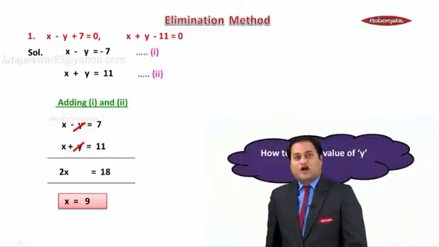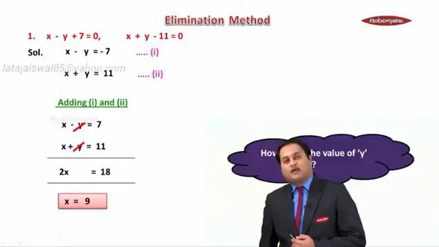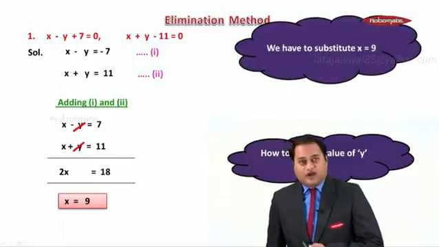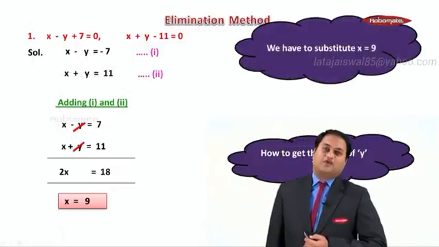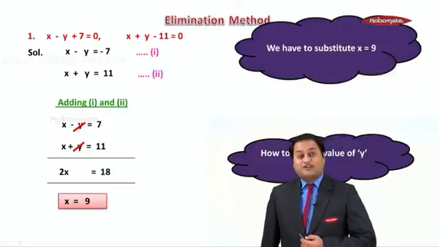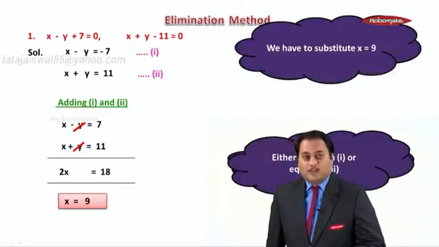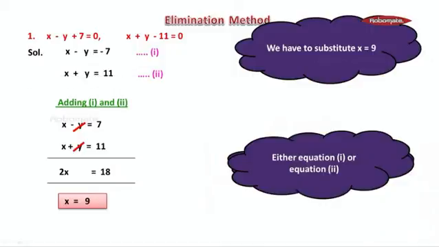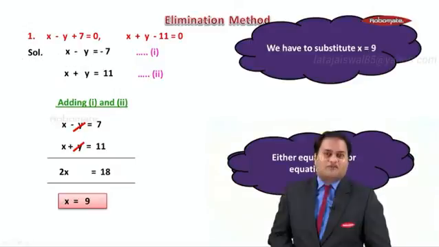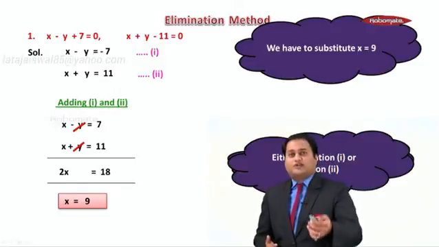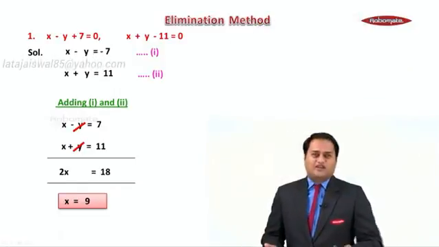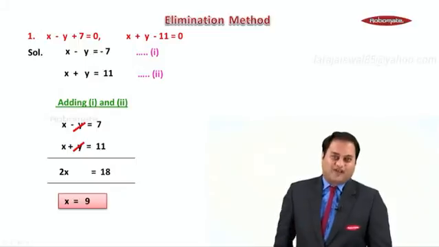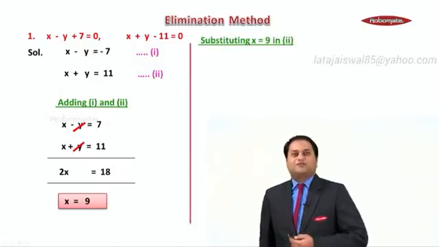Now the question is how to get the value of y. To get the value of y, we will have to substitute x is equal to 9. The question is where to substitute x is equal to 9. You can substitute x is equal to 9 either in equation number 1 or equation number 2, whichever equation you like. If you like equation 1, substitute x is equal to 9 and you will get the value of y. If you like equation number 2, substitute x is equal to 9 in equation number 2 and you will get the value of y. So let's do the substitution.